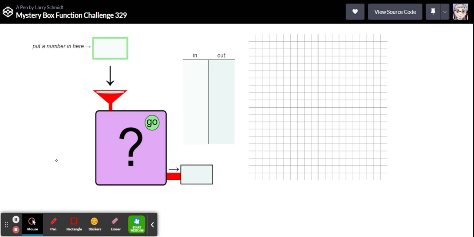Hello everybody and welcome to another mystery box function challenge. In the purple mystery box there is some math and your challenge is to figure out what it is. You can use the link in the description to try this out on your own, and when you've got an idea, come on back and see if we get the same thing.